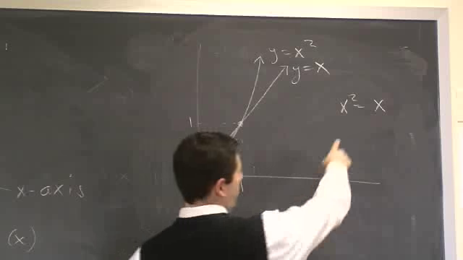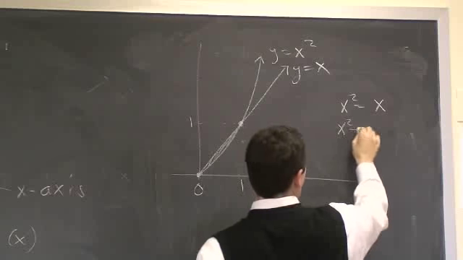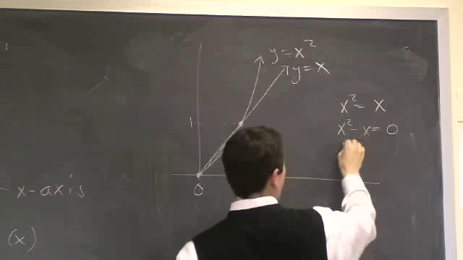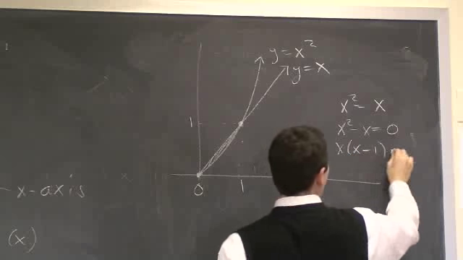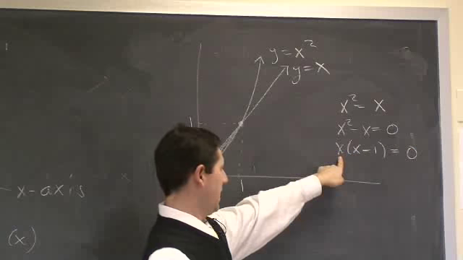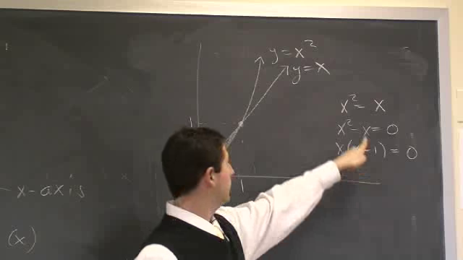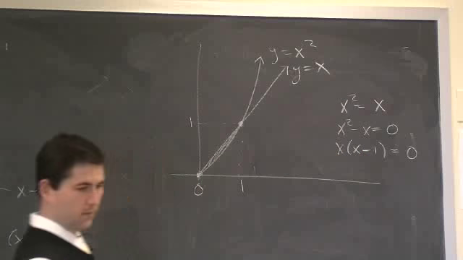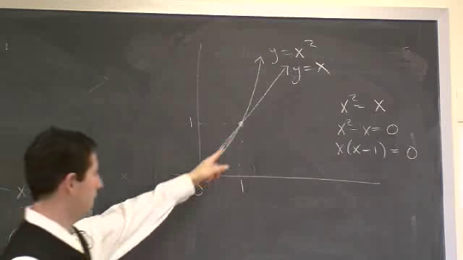And of course, if you want, you can solve this. x squared minus x equals 0. Factor out an x, and you can see that when x equals 0 or when x equals 1, these two functions are equal. So that's how you can tell.